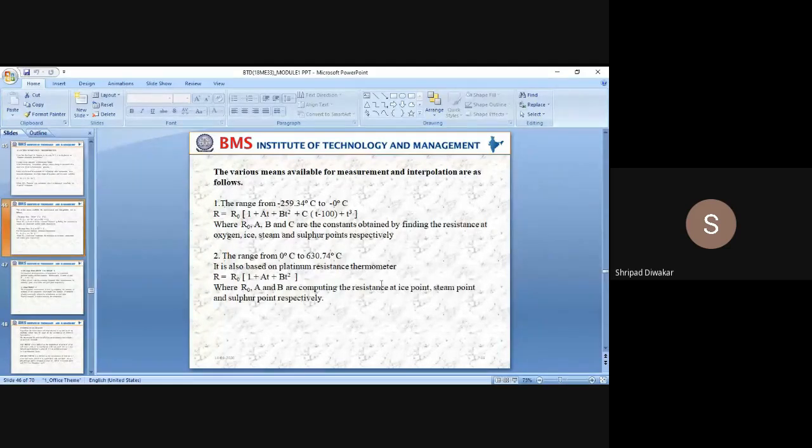We are having certain interpolation formulas. You have to remember the equation. Okay, approximately you have to remember the values. First range is from minus 259 to 0 degrees Celsius. Follow the law R equals R naught into 1 plus AT plus BT square plus C into (T minus 100) plus T cube, where R naught, A, B, and C are constant values, which are obtained by finding out the resistance at oxygen point, ice point, steam point, and sulfur point respectively.